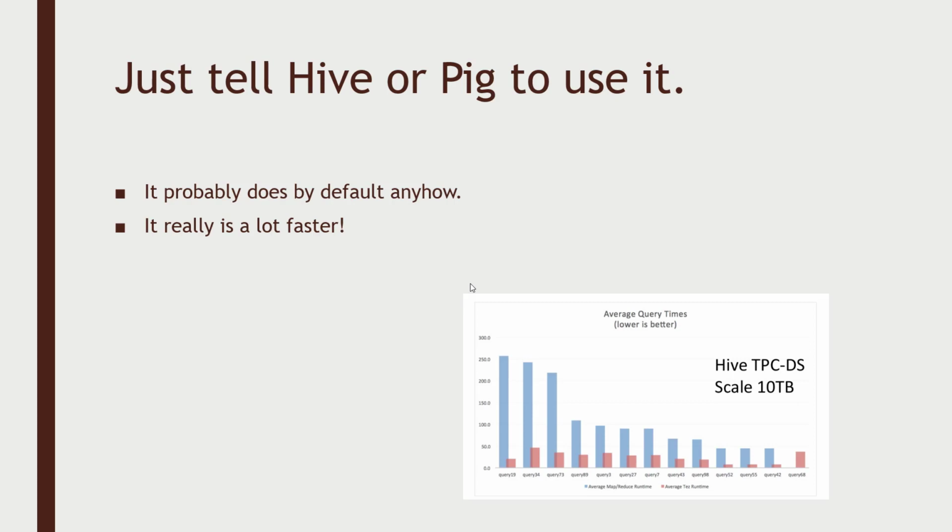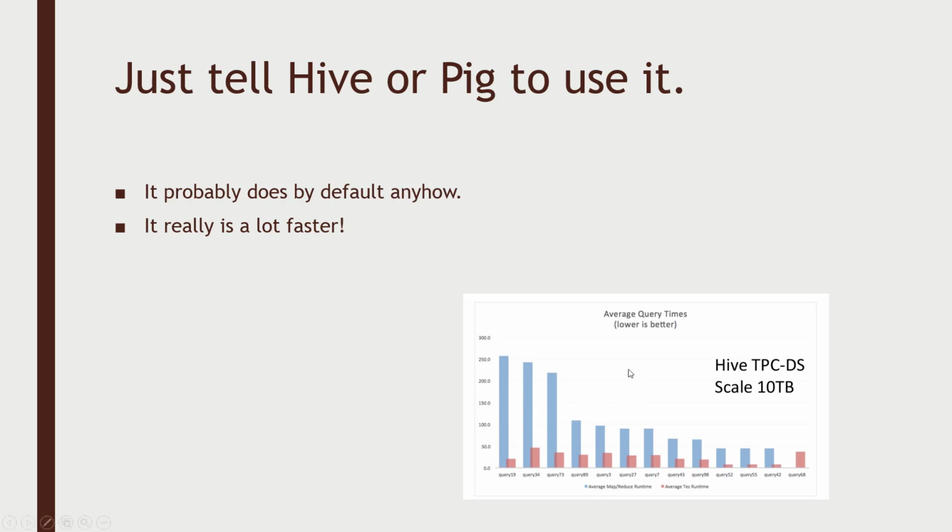And as a user, there's not a whole lot you have to think about. All you have to do is make sure that Hive or Pig is actually using it if you're using Hive or Pig. And odds are it probably does by default anyway when your cluster was set up. With our Hortonworks sandbox environment, Tez is pre-installed and it is the default for Hive, so there's nothing you really need to do. It just makes things a lot faster.